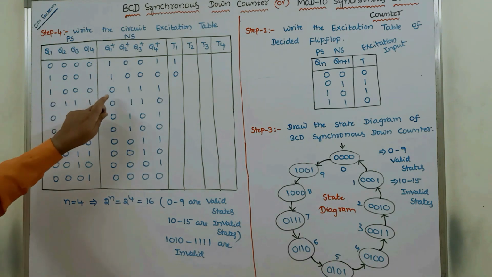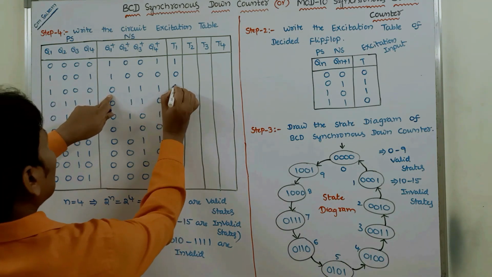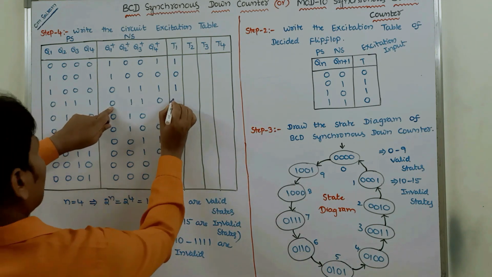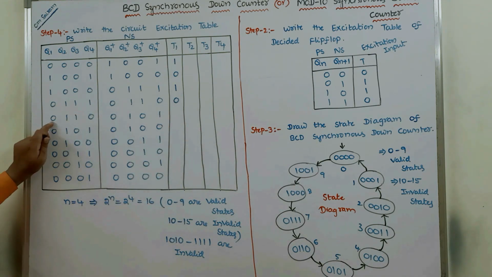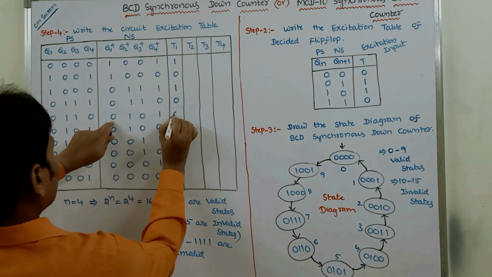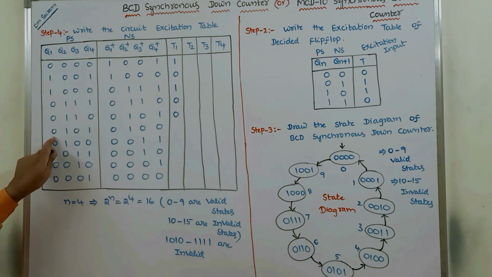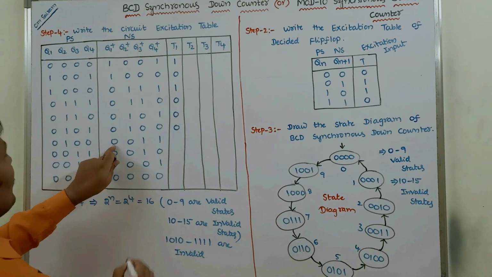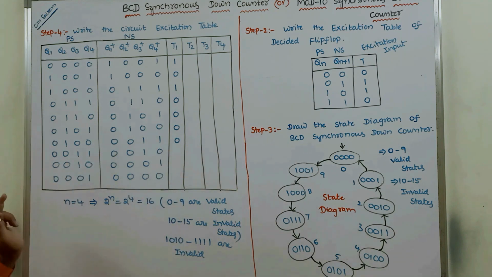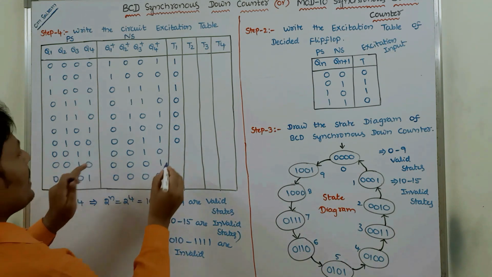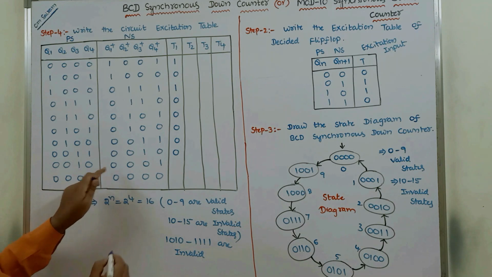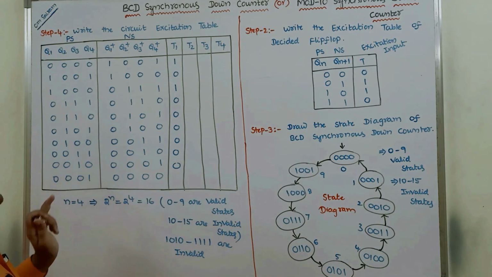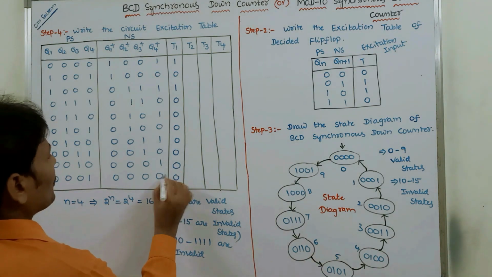Here 1, here 0, both bits are different, T1 value is 1. Here 0, both bits are same, T1 value is 0. In the remaining rows, both bits are same, so T1 value is 0.